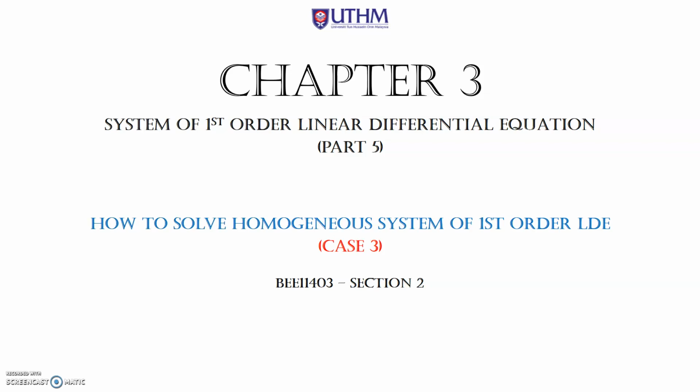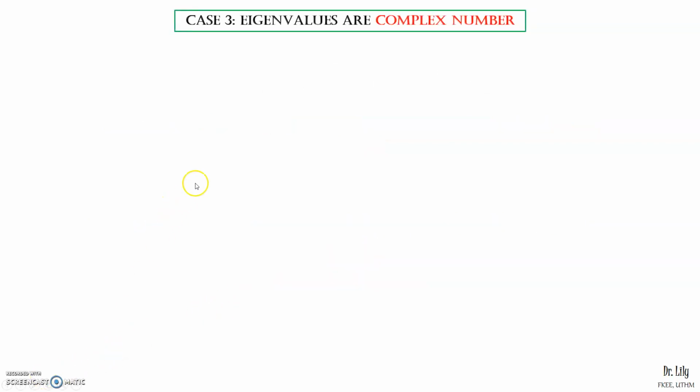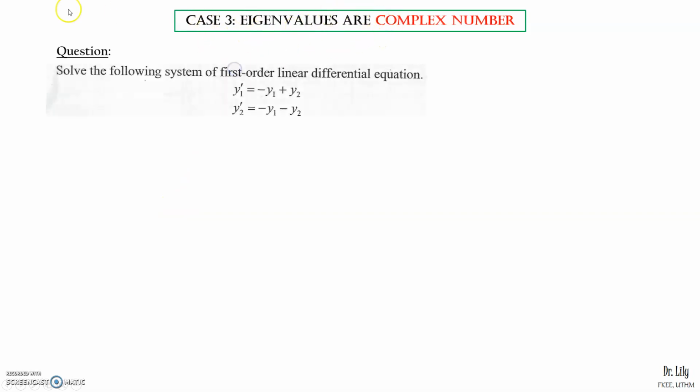Okay, so dalam video ni, kita nak continue dengan chapter 3, nak masuk ke part yang kelima, which is kita nak try solve the homogeneous system of first order linear differential equation, particularly for case number 3, where the eigenvalue is a complex number. Okay, so kita pergi kepada next slide. Okay, untuk kes yang ketiga di mana eigenvalue are complex number, so kita tengok contoh soalan. Kita terus pergi tengok contoh.